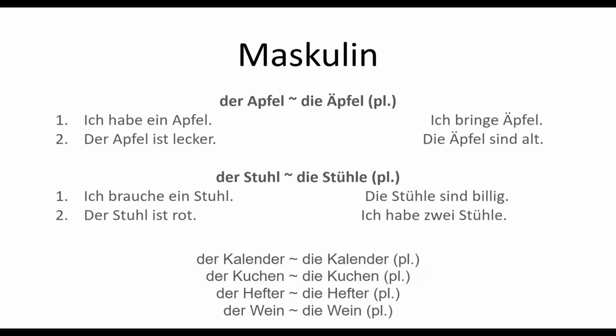Some sentences for better understanding. Ich habe einen Apfel. I have an apple. Ich bringe Äpfel. I am bringing apples. So here, even if it's not specified which apples I'm bringing, there will not be any article here. Der Apfel ist lecker. The apple is delicious. Die Äpfel sind alt. The apples are old.